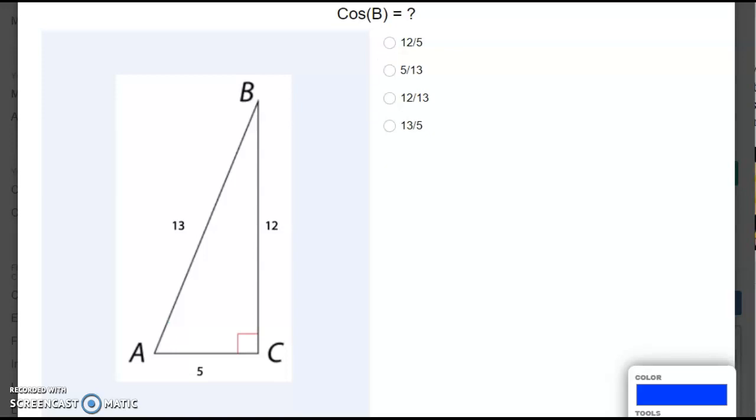This time cosine of B, the reference angle is here. Okay, cosine is adjacent over hypotenuse. This is my adjacent, this is my hypotenuse. So that means cosine of B is also 12 over 13.